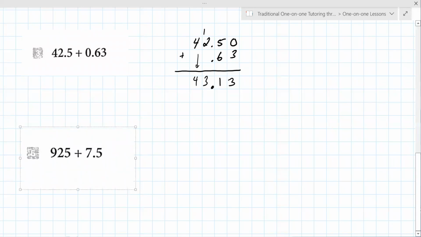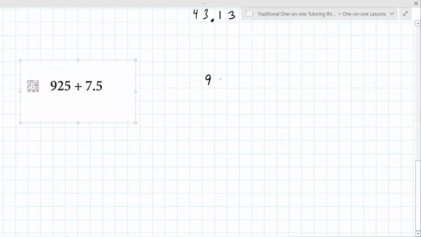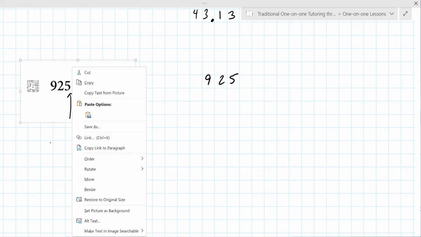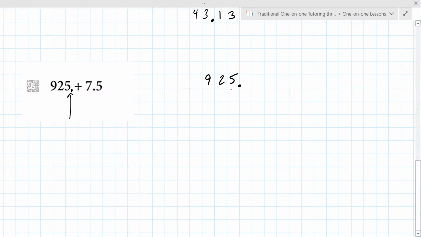Same idea. You want to line them up. Now, where's that decimal in the 925? There is no decimal, so it's implied that it'd be there. The reason you need that is because you've got to know where to line things up. Couldn't you just add 7 plus 925 and then add 0.5 to it? Yes, exactly. So 932.5. Very good.